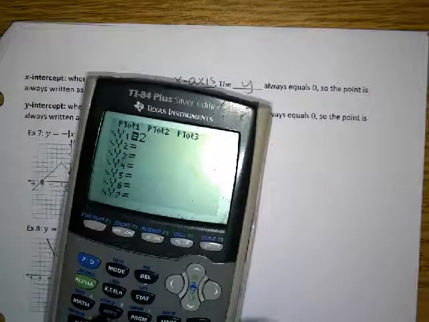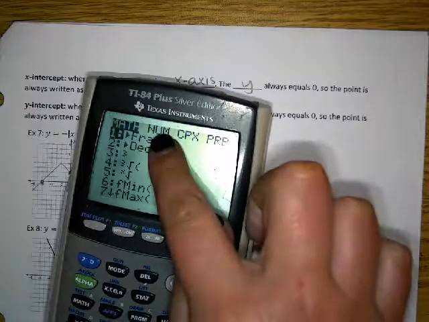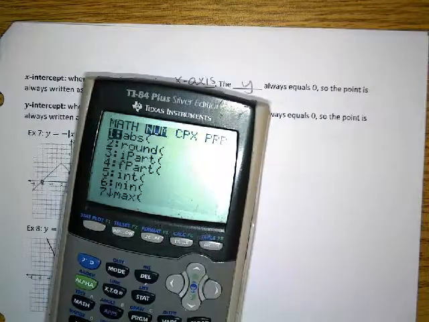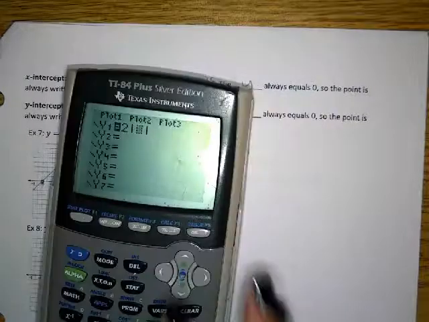And then to get the absolute value sign, we have to hit the math button. We go over to number. The first one is absolute value. I'm going to type x minus 1.